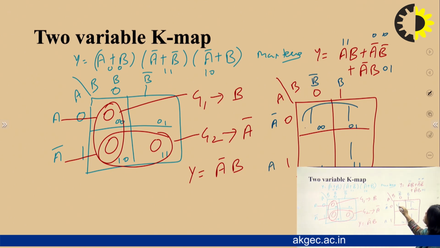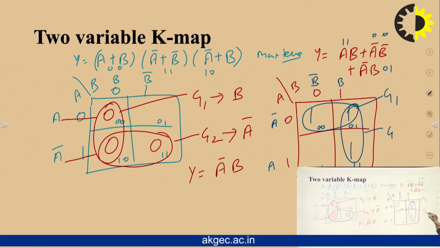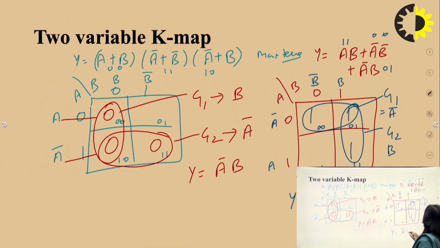Now we will make the groups in this way. This is G1 and this is G2. Now G1 is equal to A bar and G2 is equal to B. So the final result will be Y is equal to A bar plus B. So this is the final result here.